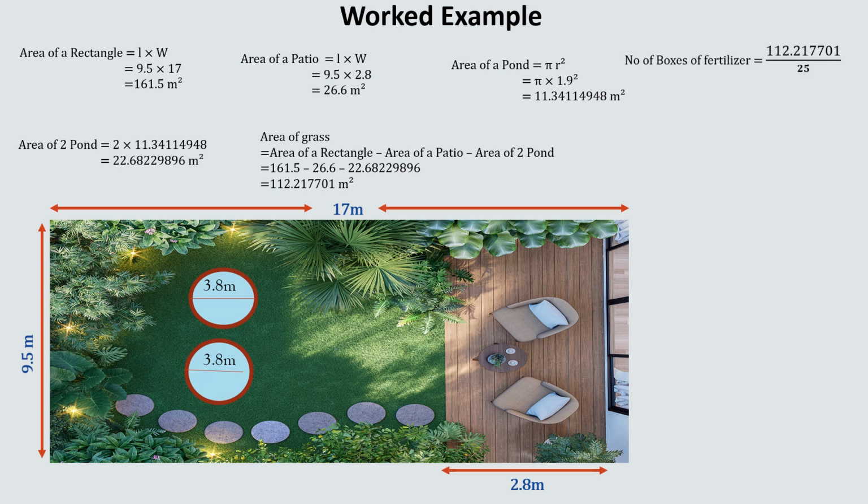Now to understand how much fertilizer he needs, as he understood how much the area of grass he has, he needs to divide the area of the grass by the meter square which one bag of fertilizer can cover, which is 25. So the answer will be 4.488708042. And as we cannot buy this type of number of bags from the market, we need to reach a whole number. So he needs 5 bags of fertilizer. So this is how he's going to work out for his garden.